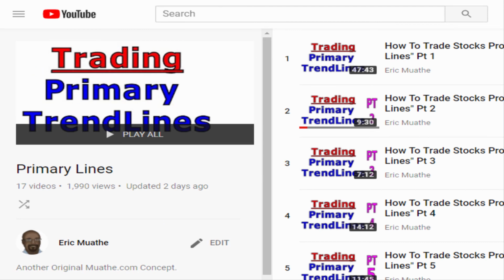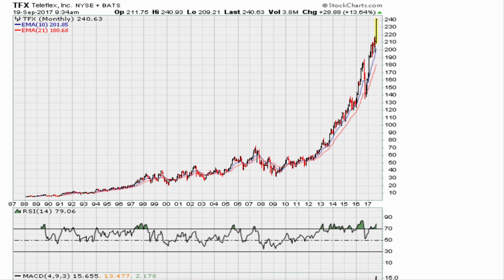So let's take a look at the next idea here. Previously we took a look at the price. Now we're going to take a look at the RSI. Let's get to it. Here is the all-time RSI high at the time.